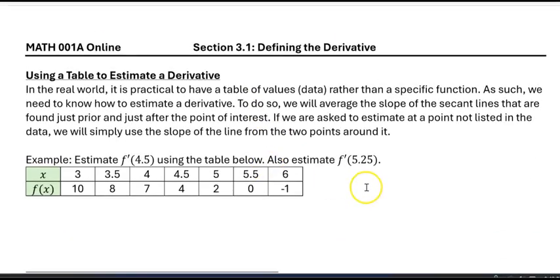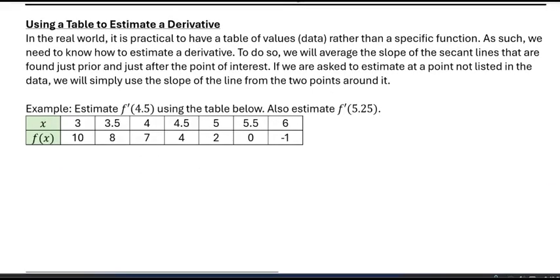All right. Moving on to our last page, using a table to estimate a derivative. A lot of times in the real world, you don't really have a function. You just have data points, and you have to use those to get at the best value for the instantaneous rate of change. To do so, we will average the slope of the secant lines that are found just prior and just after the point of interest. So that's where we're going to look.